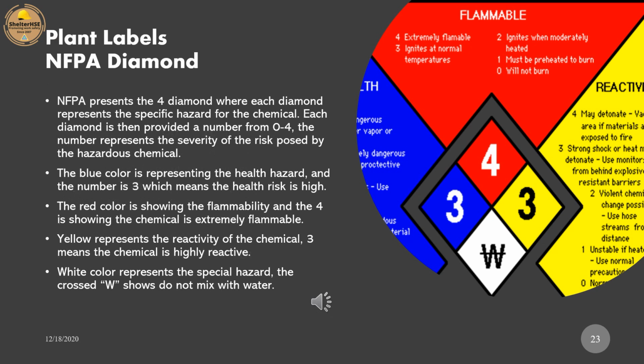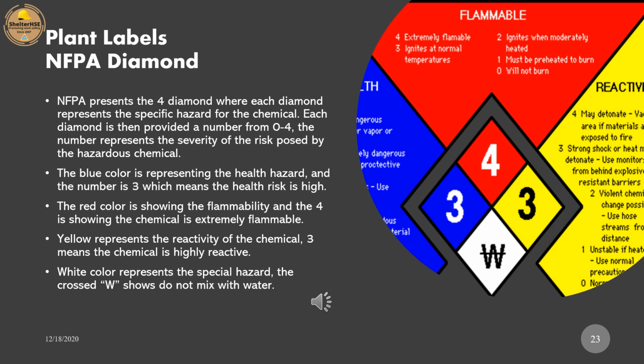NFPA presents the 4-diamond where each diamond represents the specific hazard for the chemical. Each diamond is then provided a number from 0-4. The number represents the severity of the risk posed by the hazardous chemical. The blue color is representing the health hazard, and the number is 3, which means the health risk is high.